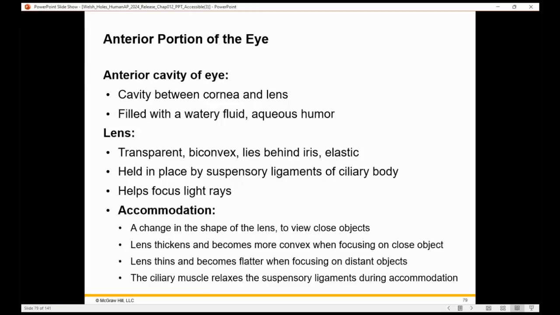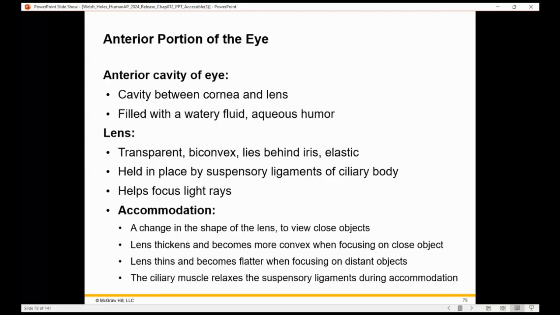The lens is a transparent biconvex area which lies behind the iris, and it's elastic. It's held in place by suspensory ligaments of the ciliary body, and it helps focus light rays.